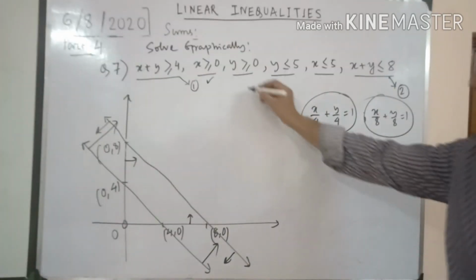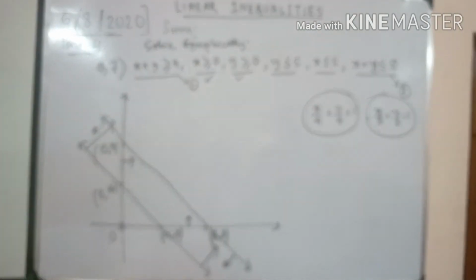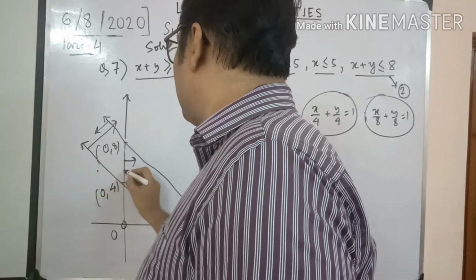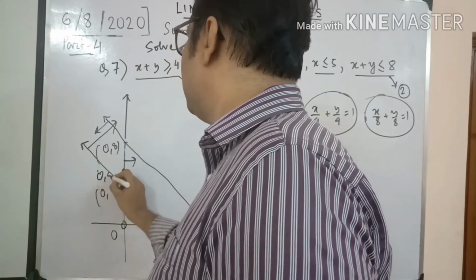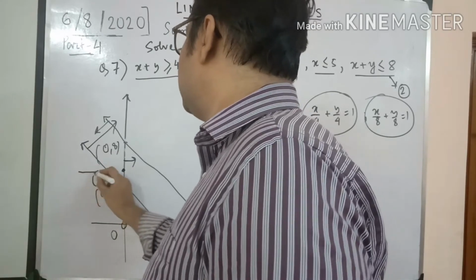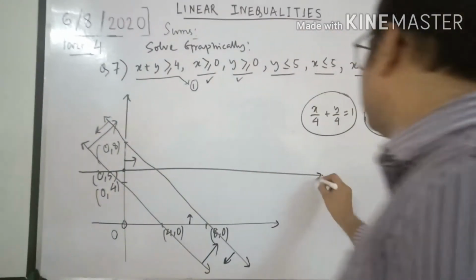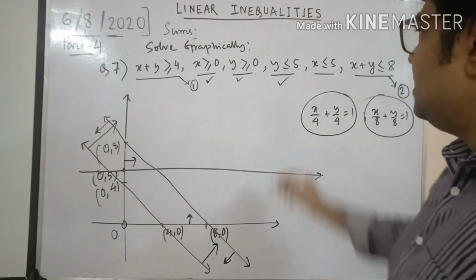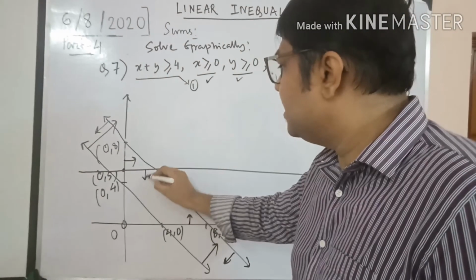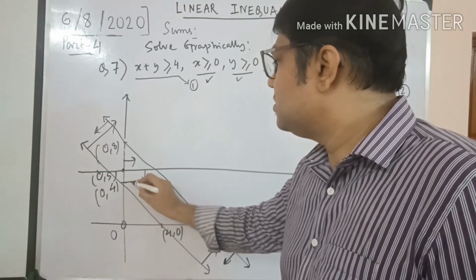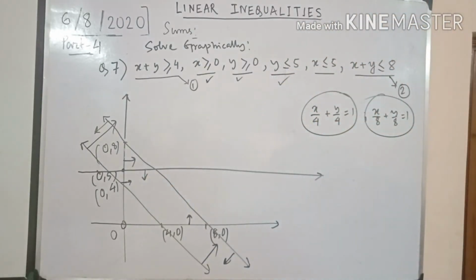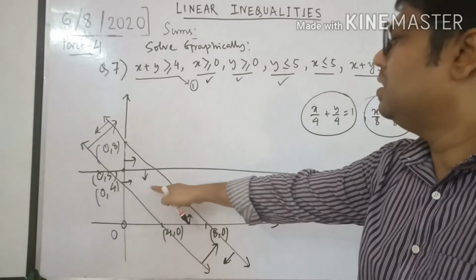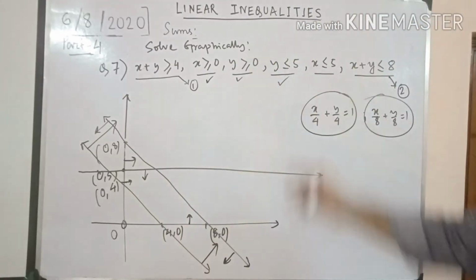Let's see the other things also. y lesser than or equal to 5. So let us draw something. Let this point be 0, 5. This is the line y lesser than or equal to 5. So it's below, that means over here, below the line. Why below the line? Because anything you put below should be below 5, not above.